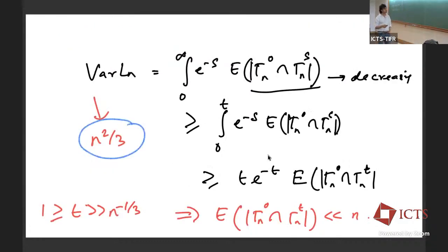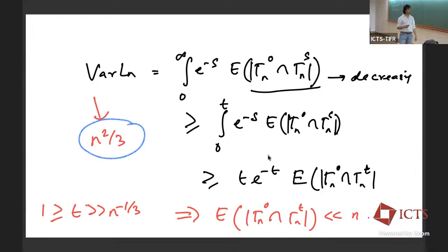So the variance is this integral of e to the minus s times the expectation of the overlap. And more importantly, the expectation of the overlap is decreasing. So you can take this integral from 0 to infinity and truncate it at t. This inequality is true: the integral from 0 to infinity is exact equality, and since everything is non-negative, this integral is bigger or equal to the integral from 0 to t. This integrand is decreasing, so you can replace it by its time t value. So a lower bound for this integral is simply t times e to the minus t times this expected overlap at time t. It's a very basic analysis given this formula.